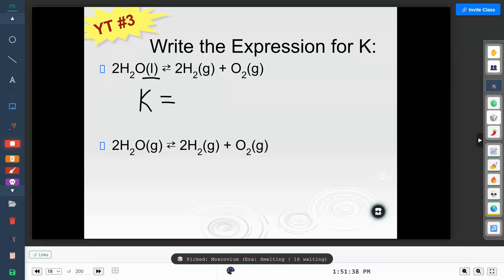So greater than 1, K is greater than 1. Okay, we don't know this for sure because we don't know our concentrations. So give me my K value first. How do I calculate K? K is [H2]^2 and then [O2].